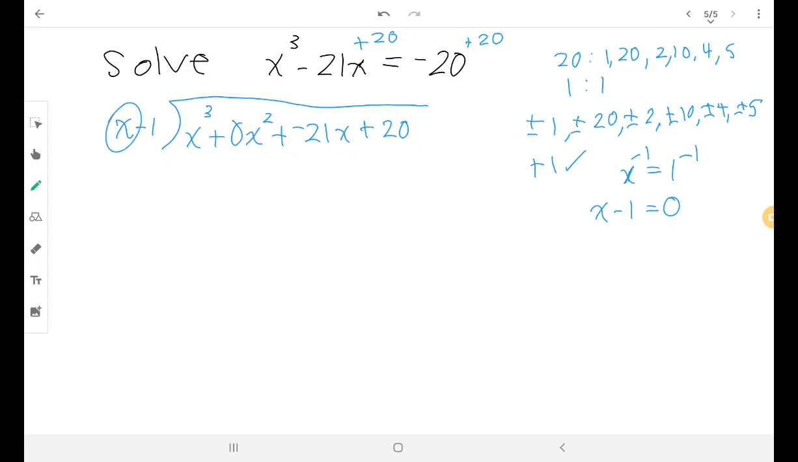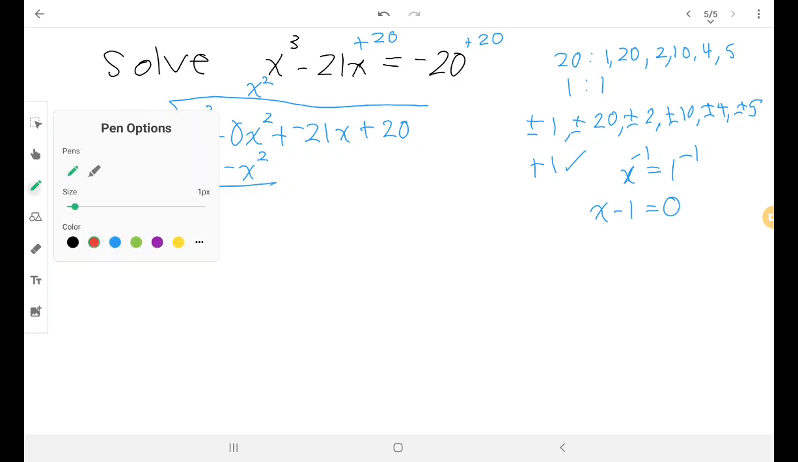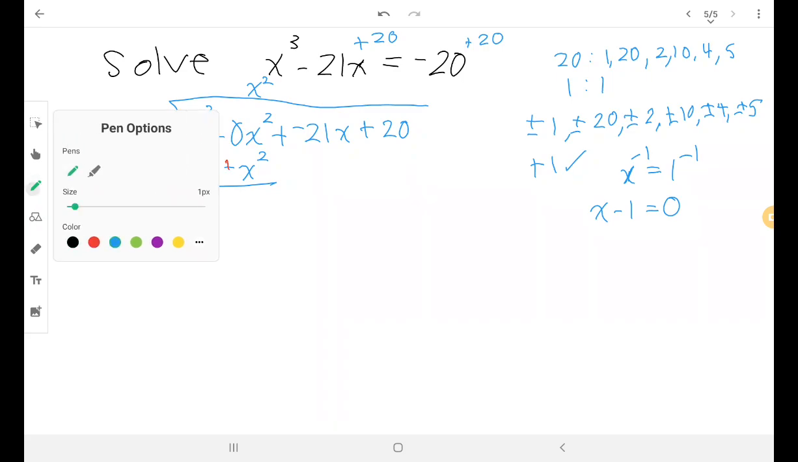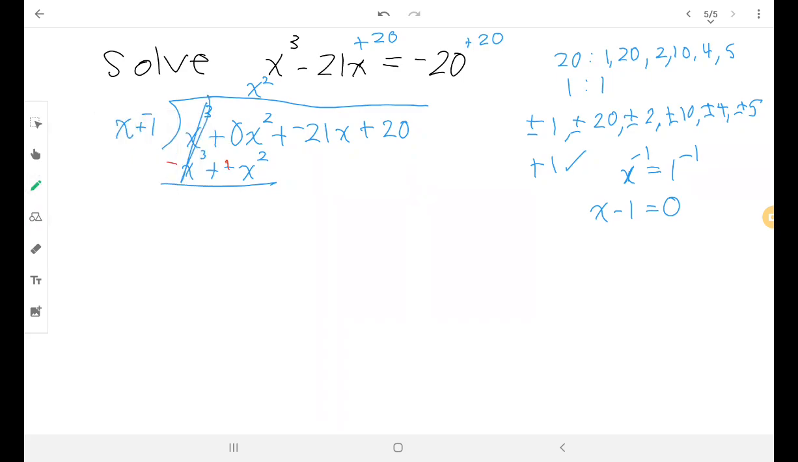So what do I multiply by this to make this? X squared. See, that's why I needed that x squared placeholder. So then do the multiplication. X squared times x is x to the third, plus x squared times negative 1 is negative x squared. Change the signs so that I am subtracting. And those two cancel. They better cancel. That's how you designed it. And 0x squared plus x squared is x squared.